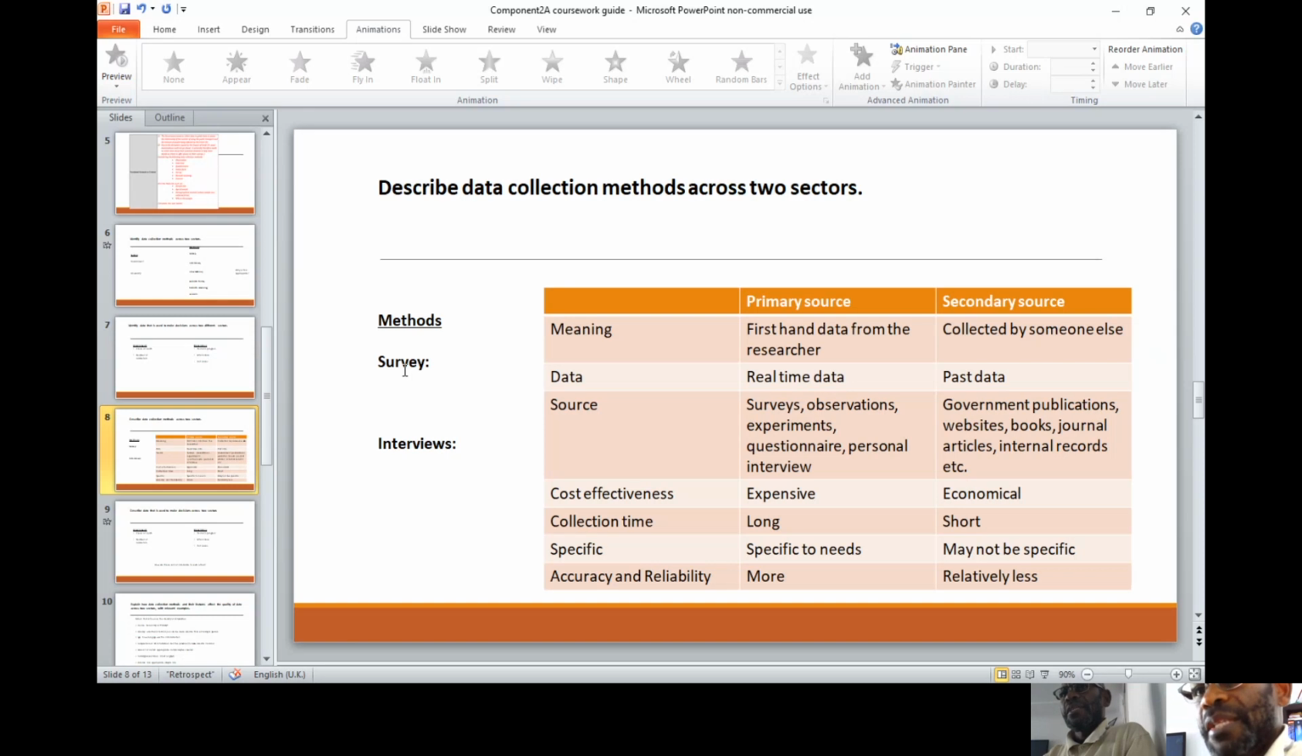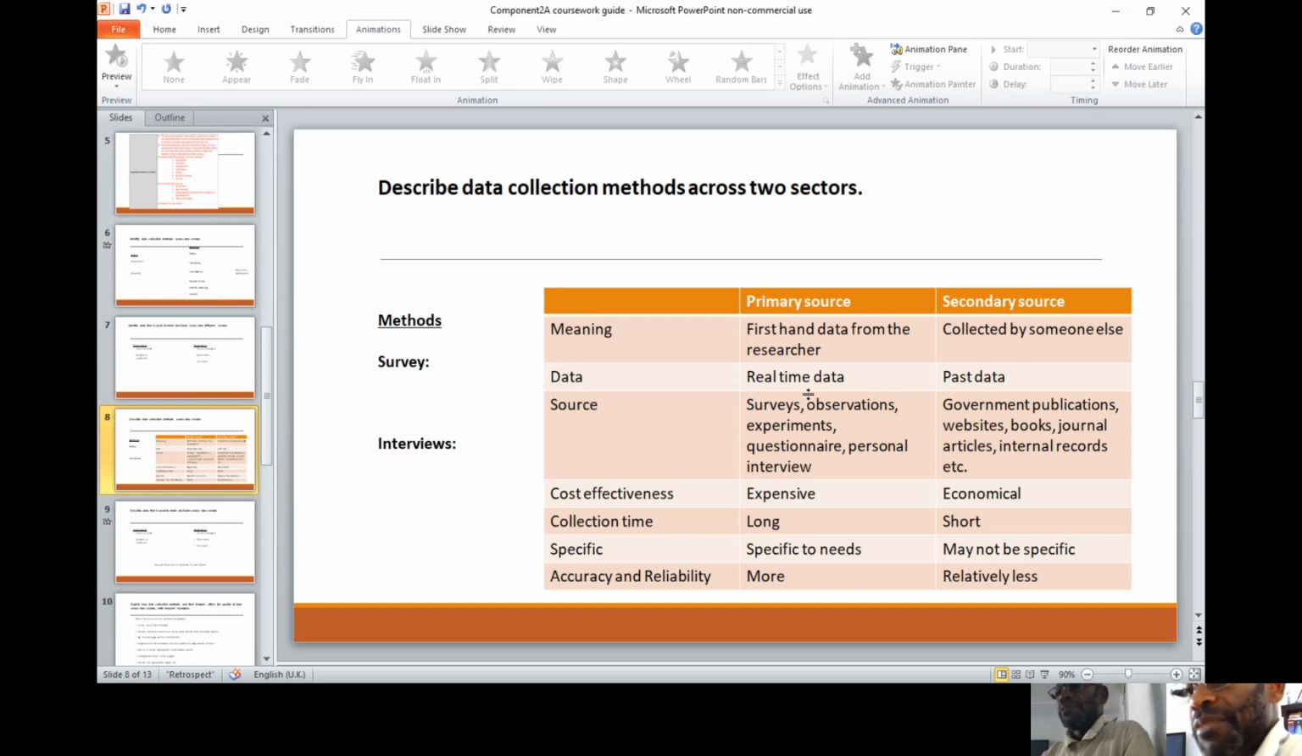Is the data going to be collected by using the survey coming from a primary source or a secondary source? When you use a survey, you normally get the data from a primary source or secondary source. If the data is from a primary source, you will know that normally the primary source data is first-hand data from the researcher. Okay.